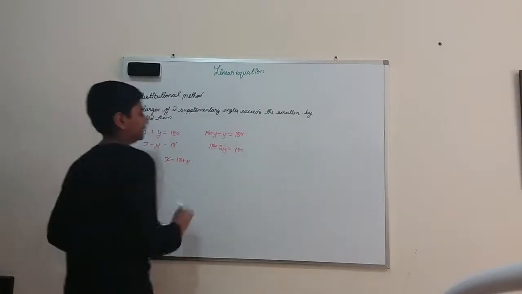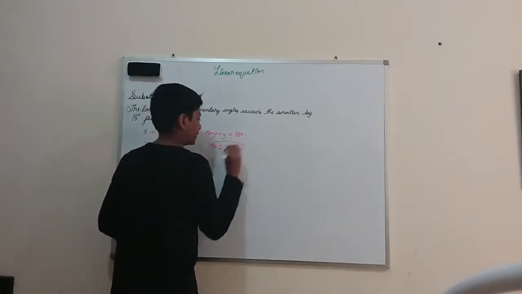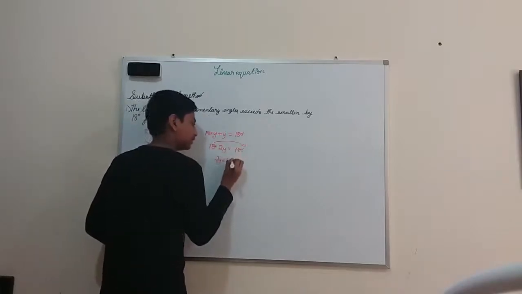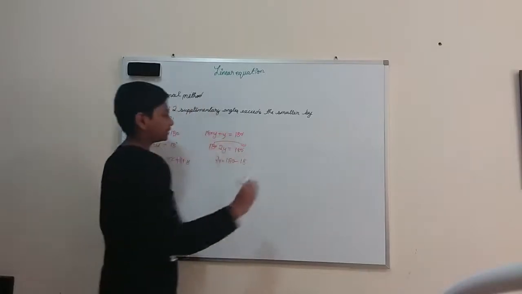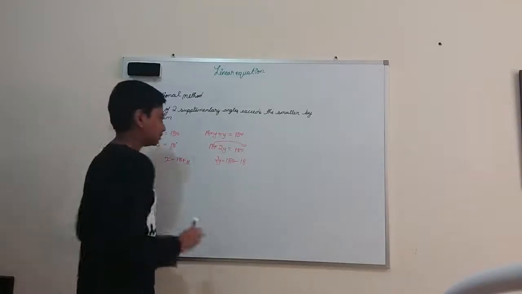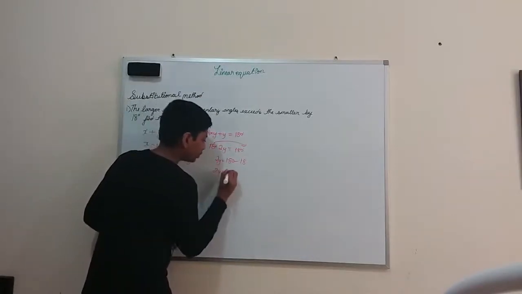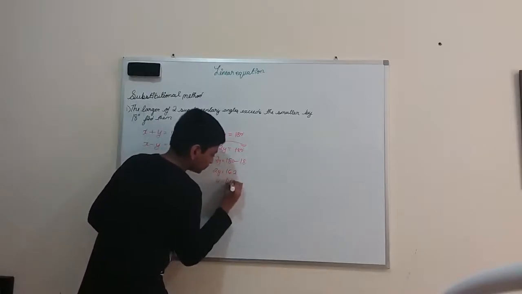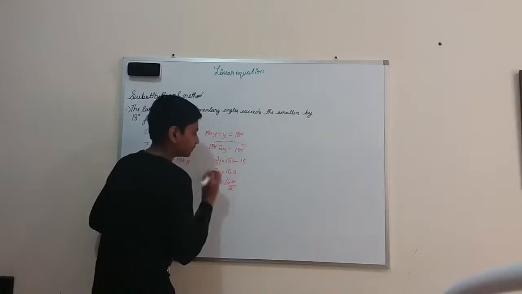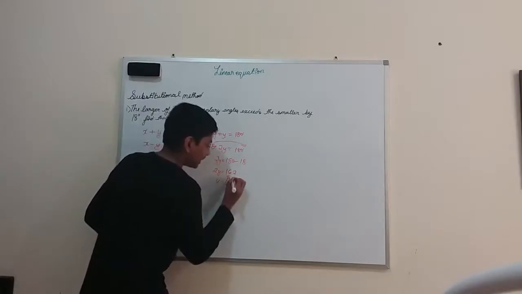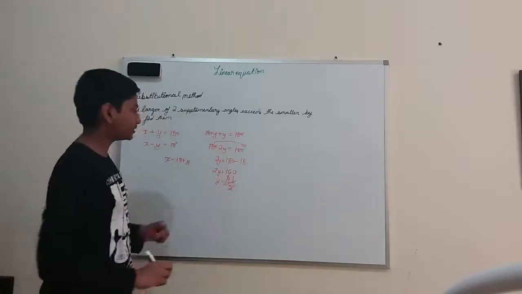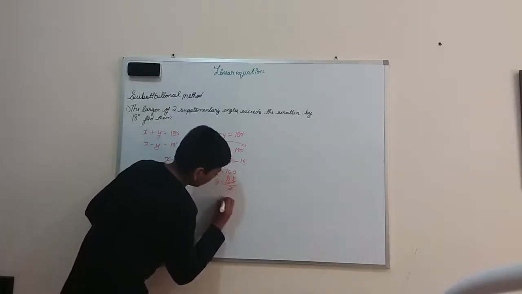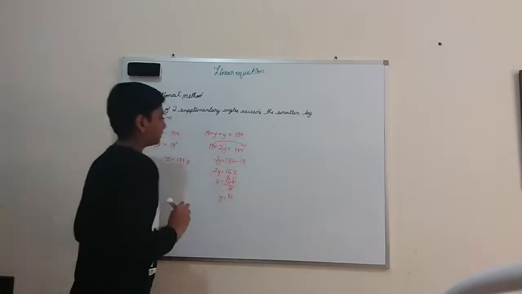Now we'll take 18 to the left hand side. So 2y is equal to 180 minus 18. 180 minus 18 will be nothing but 162. So 2y is equal to 162 and y will be equal to 162 by 2, which is nothing but 81. So the smaller angle is 81, so y is equal to 81, and the bigger one let's find.